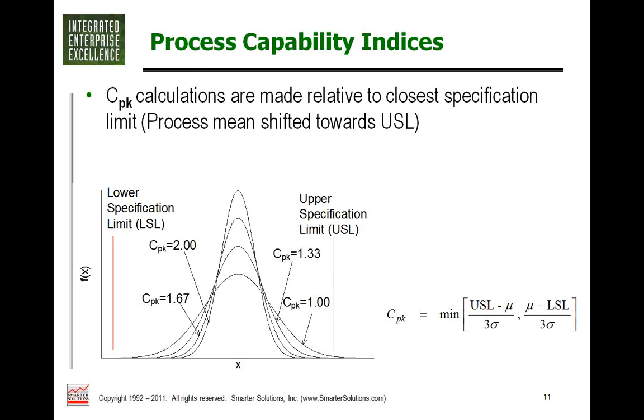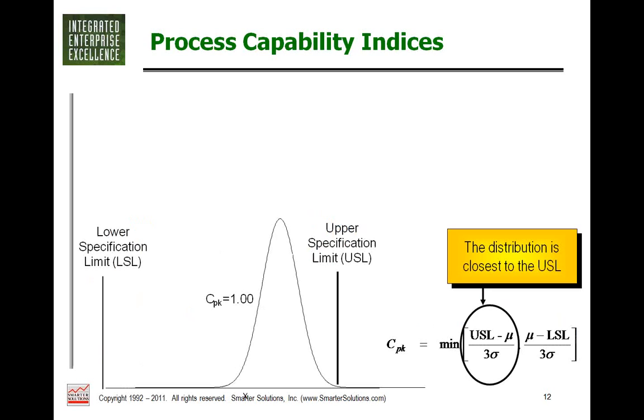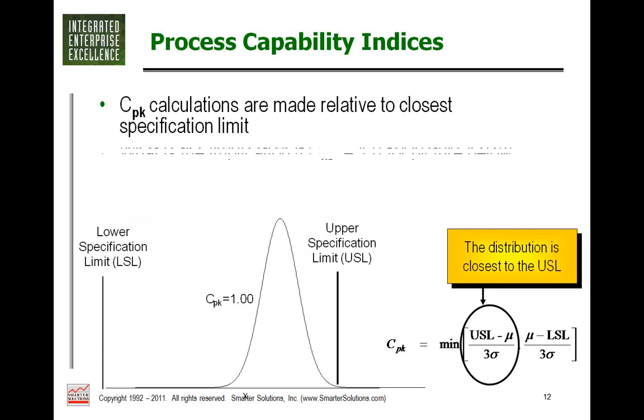So this is a picture of various distributions, and we're going to next talk about how CPK is calculated, because that's another process capability index that we can use to describe how our process is performing. And again, it's a rather simple relationship, but the only difference here is we're looking at how we're performing relative to the closest specification limit. So what's the implication of this?